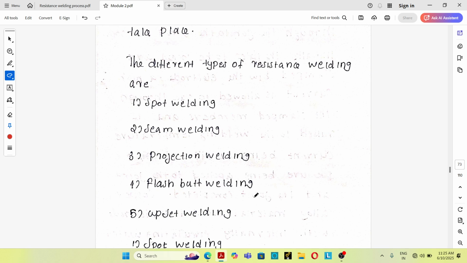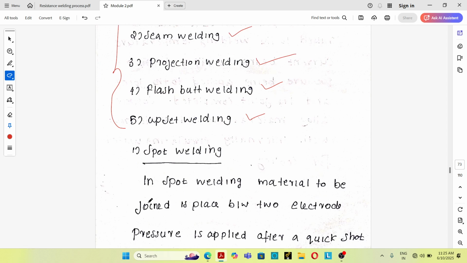There are different types of resistance welding process. The principle will be the same for all of them. There are 5 classifications of resistance welding process. First one, spot welding process. Second one, seam welding process. Third one, projection welding process. Fourth one, flash butt welding process. Fifth one, upset welding process. So we can discuss one by one.